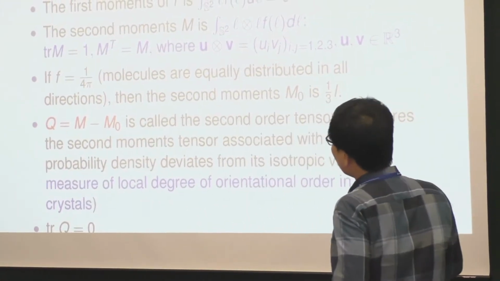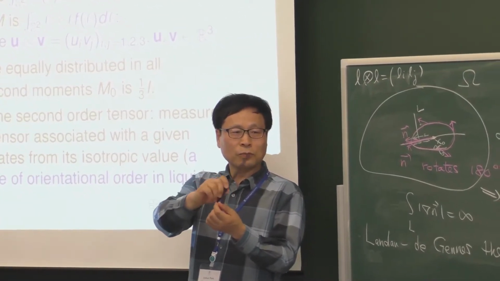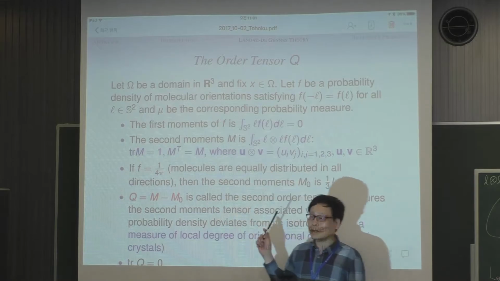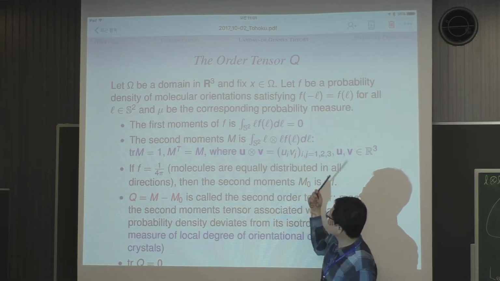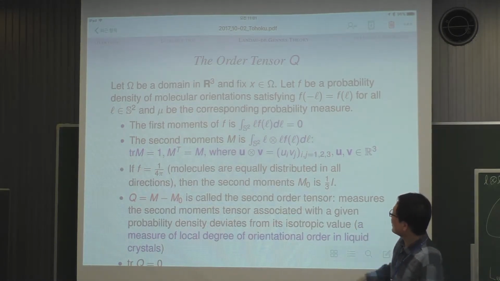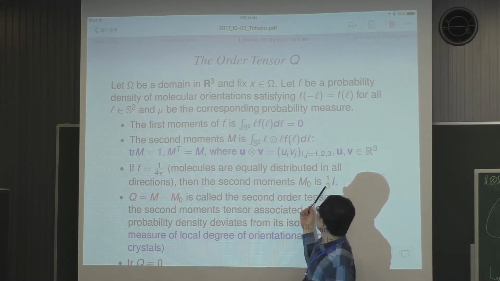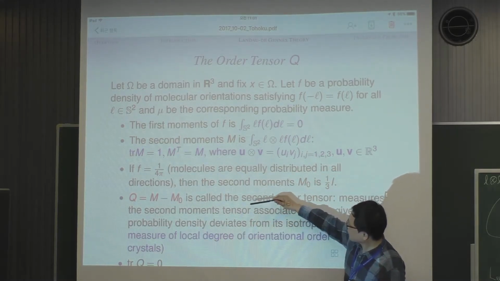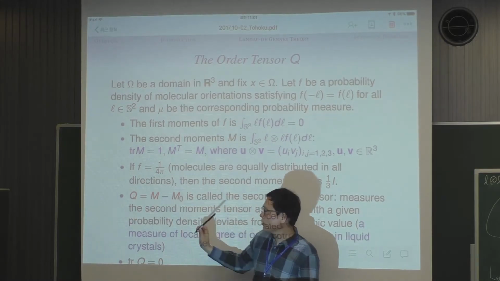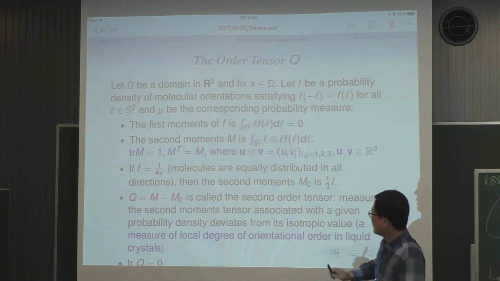For the isotropic phase, every direction has equal probability. In that case, f is the constant 1 over 4 pi, and when you compute the second moment, it becomes 1/3 identity matrix. Then we set Q equals m minus 1/3 identity matrix. This is a 3 by 3 symmetric matrix, and since the trace of m is 1, the trace of Q is 0.